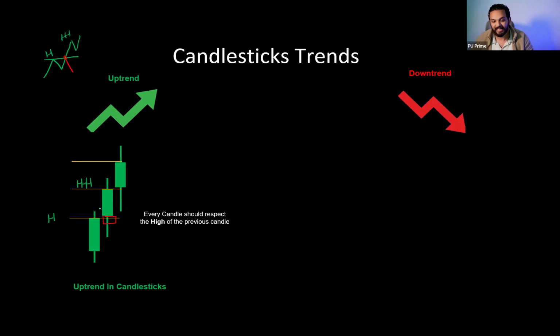So as you can see, in order to make sure that the market is going to head to new highs, the candlesticks should respect the high of the previous candle. Is that clear for everyone?